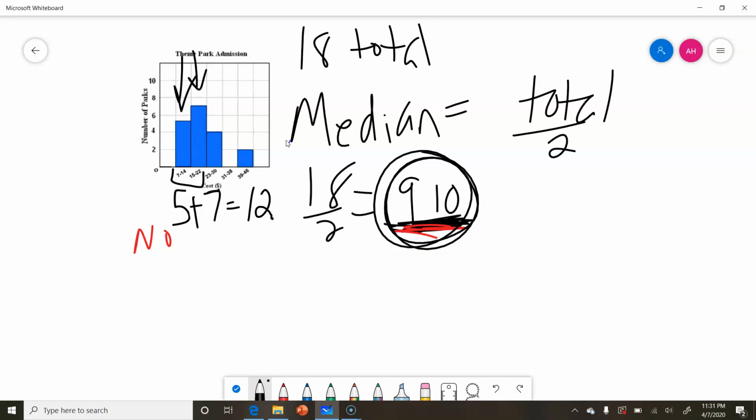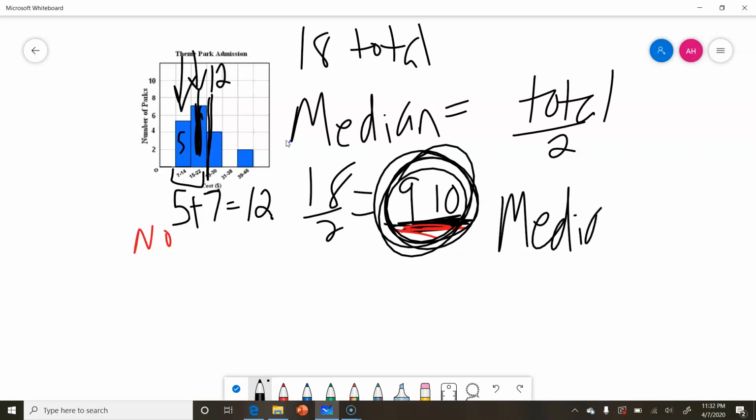Yes. So that means it's in this one. It wasn't in the first one because that only had 5. But by the time we got to this one, there were 12, which means the 9th and 10th terms were in this interval. So the median would equal 15 through 22.